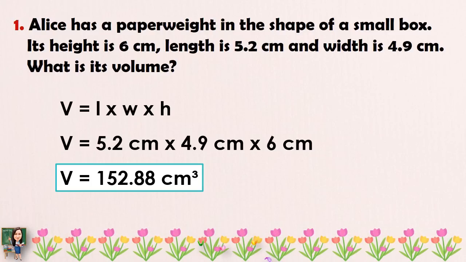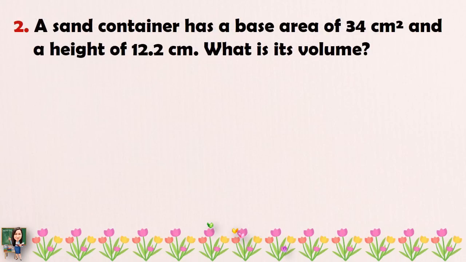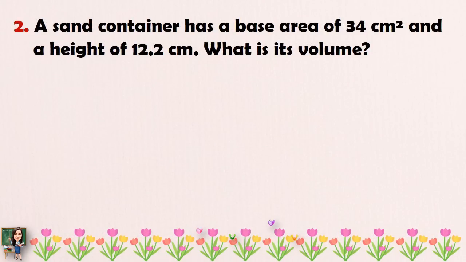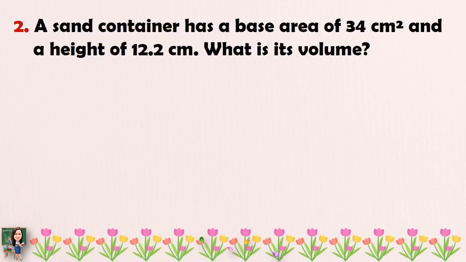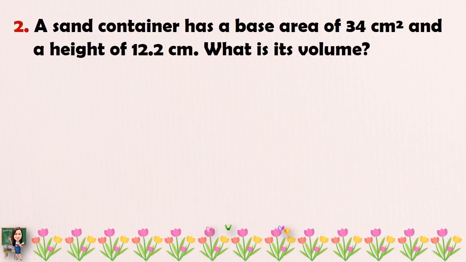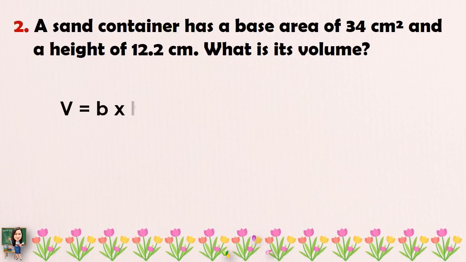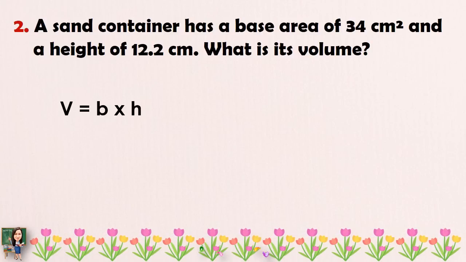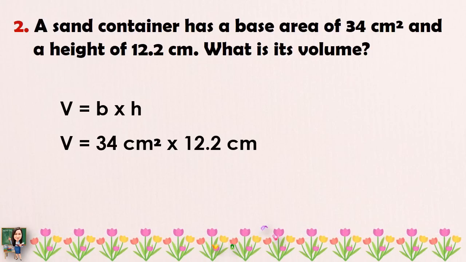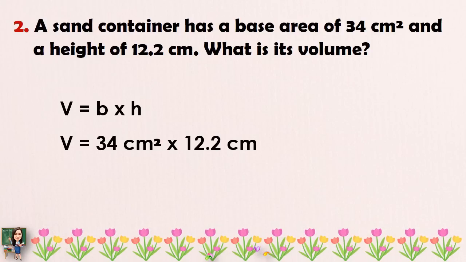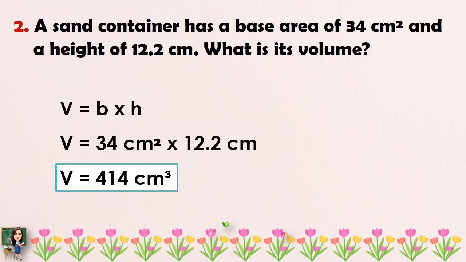Number 2. A sand container has a base area of 34 square centimeters and a height of 12.2 centimeters. What is its volume? We will be using this formula, which is volume equals base times height, where the base is 34 square centimeters and the height is 12.2 centimeters. 34 times 12.2 equals 414 cubic centimeters. So the volume of the container is 414 cubic centimeters.